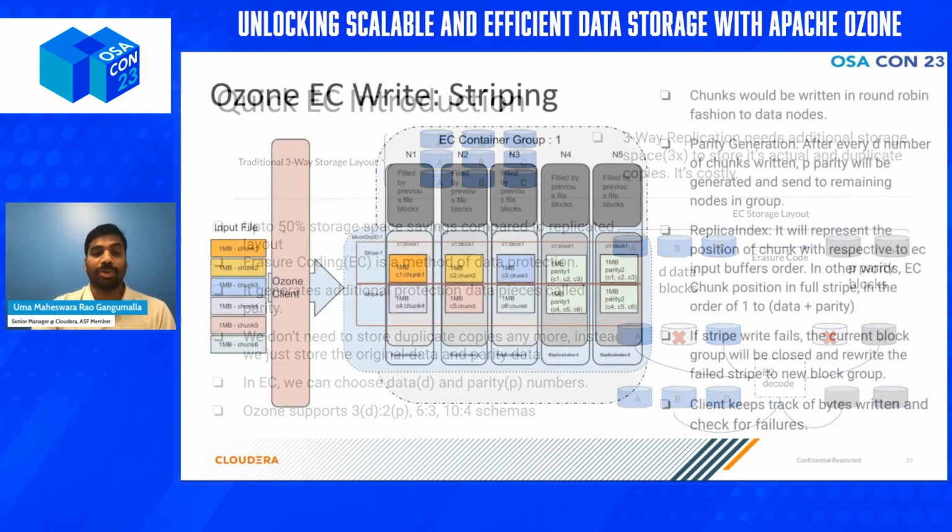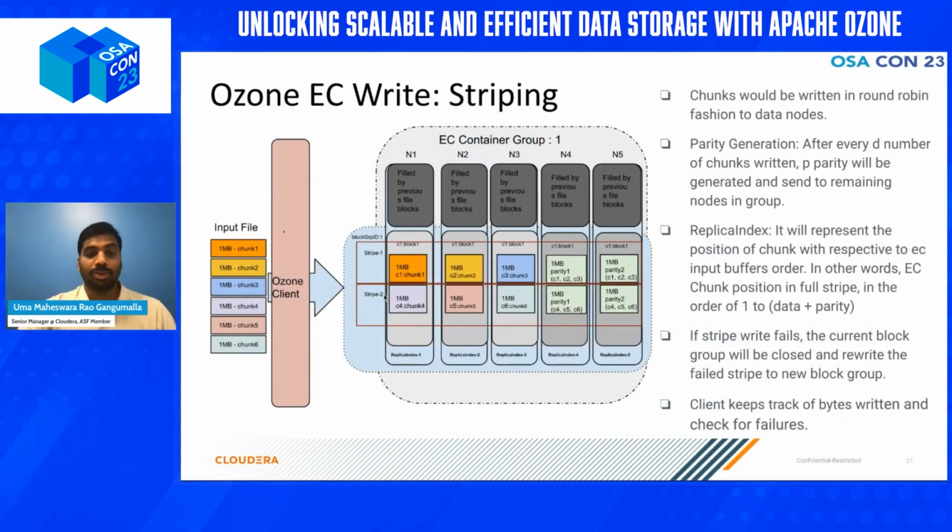So in Ozone, we support this layout. We chose to go with the striping model, where each individual block will not have contiguous data. The data, say each 1 MB chunk, is split into smaller units and sent to the data nodes. We call it a block group here. Here C1 is placed into 5 nodes, because in this example I took 3-2, so 3 data pieces and 2 parity pieces. In the same container, block one will be created in all of these 5 nodes. The first 3 will have data and the last 2 will have parity.